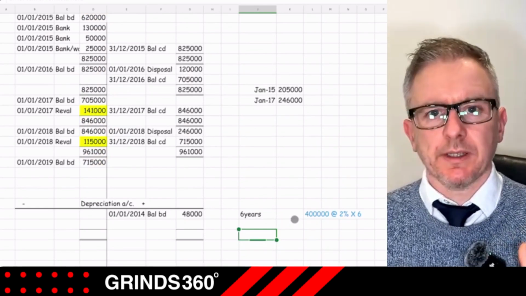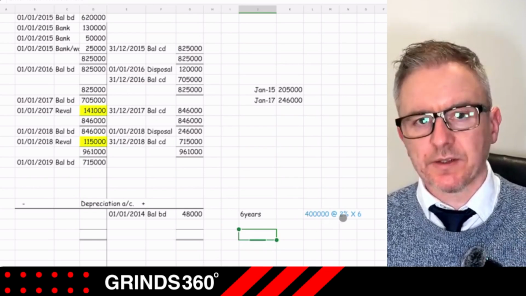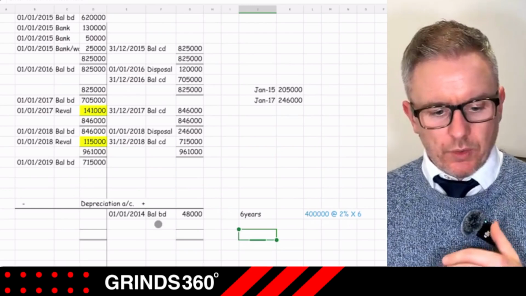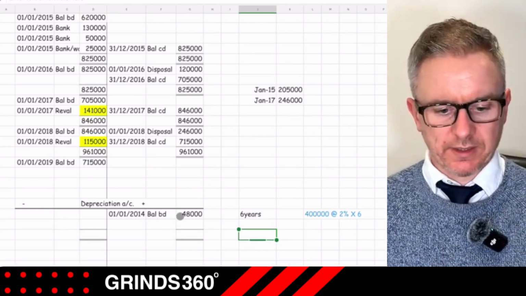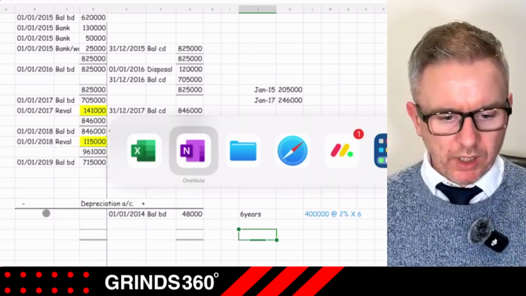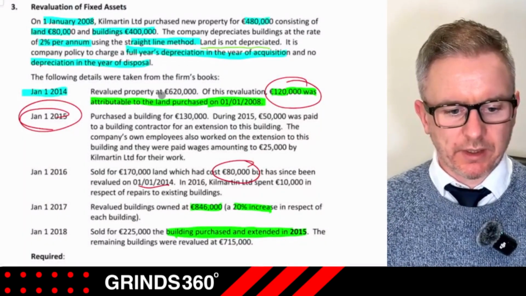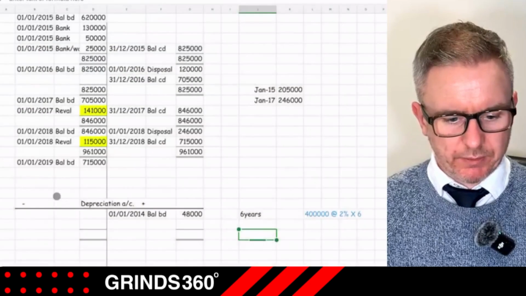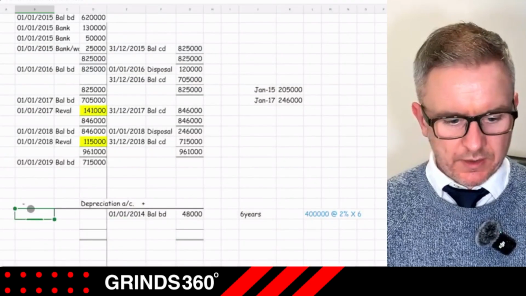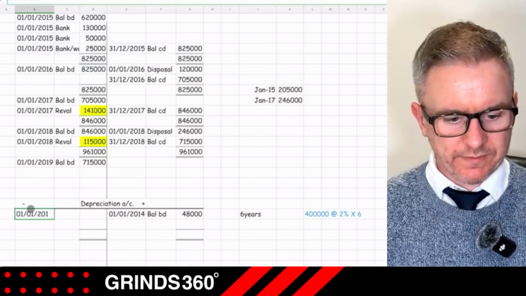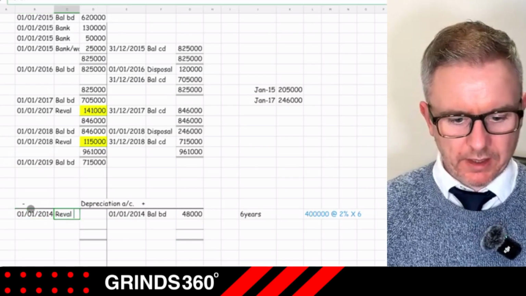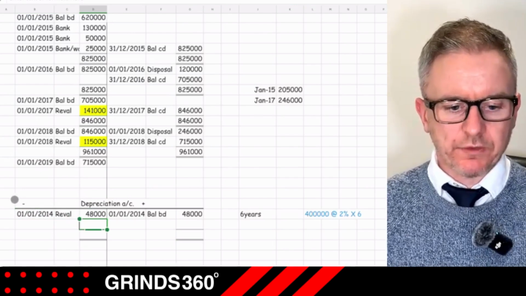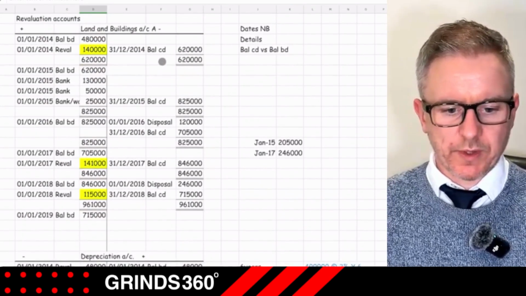So remember, the buildings element was €400,000 at 2%, and there was 6 years depreciation because we got them in 2008. So 6 years have been written off, so that's 48,000. Then we came along, and just watch the wording in the question. We revalued on the 1st of the 1st, 2014. So when you revalue, you wipe out all of your depreciation to date on that asset. So on the 1st of the 1st, 2014, we'll have a reval here and the 48,000 is going to be wiped out.